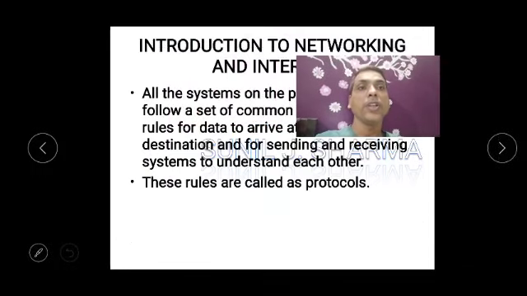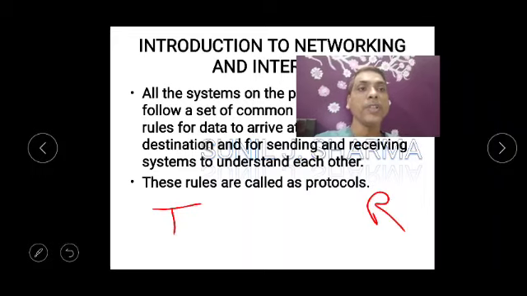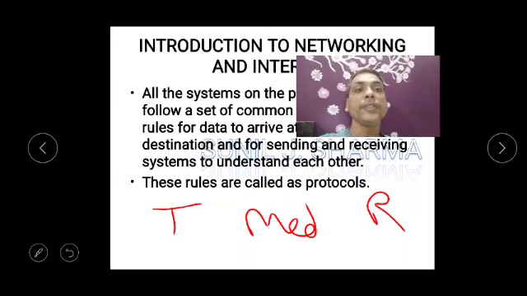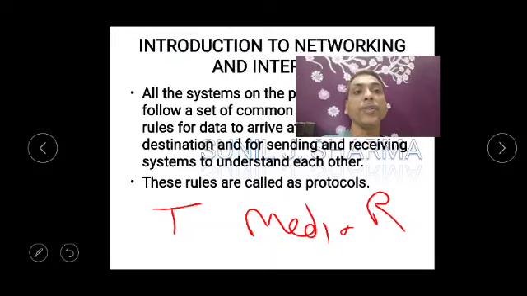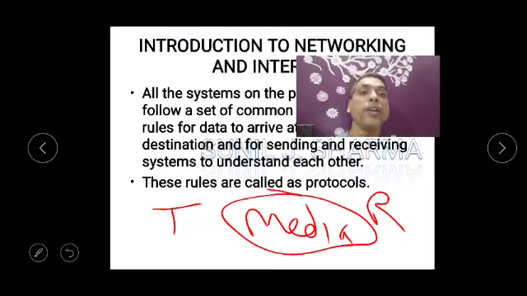For any kind of transmission or communication, we require three things: a transmitter, a receiver, and in between them there has to be a medium. The transmitter will transmit something, it will pass through the media, and it will be received by the receiver, and vice versa.